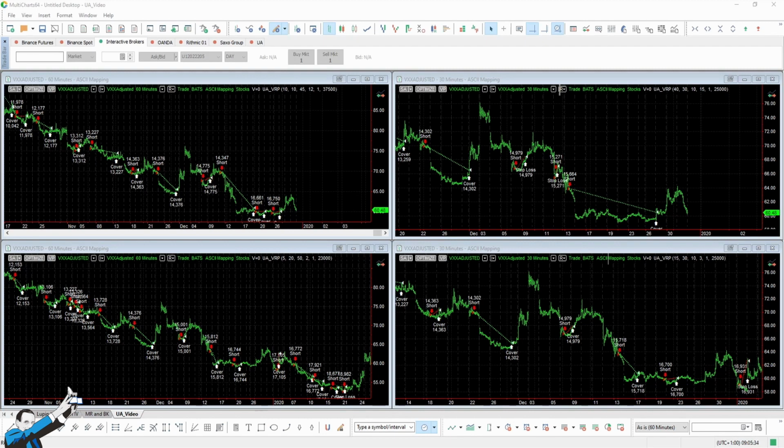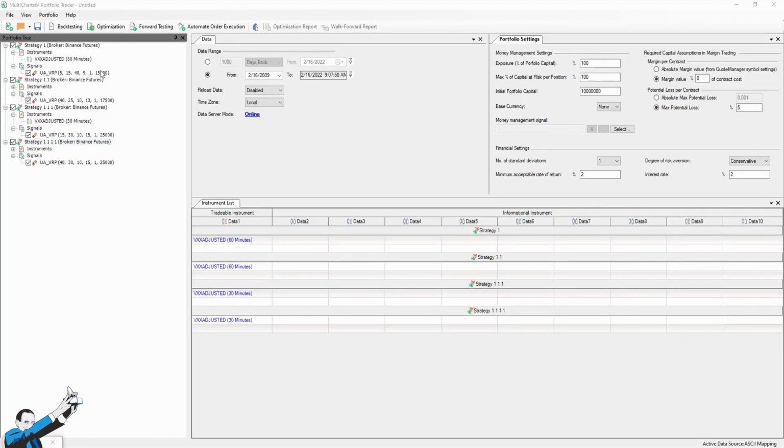So I created a portfolio where the same system works in 2 different versions on 60 minutes and 2 other different versions on 30 minutes. So they use completely different sets of parameters. And this is to see the out-of-sample performance that this portfolio could make. So let's run the backtest.